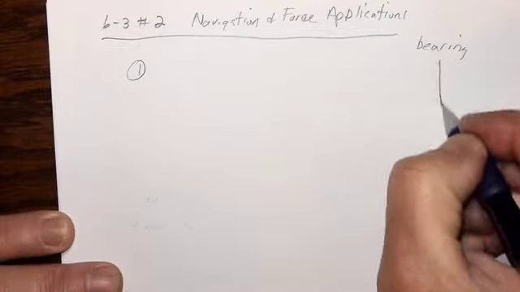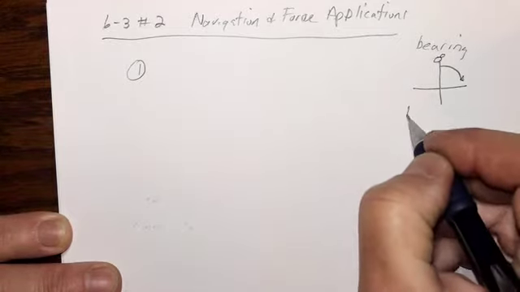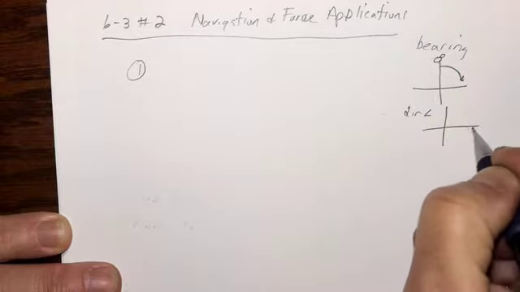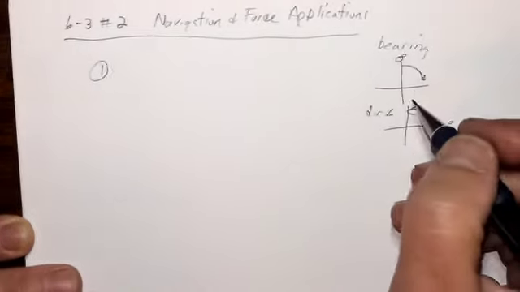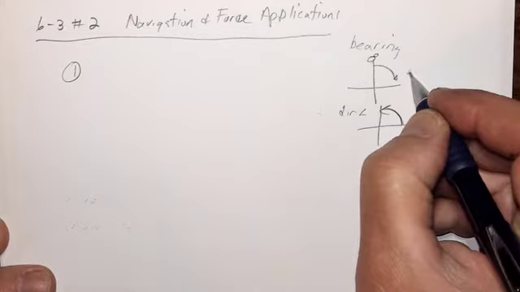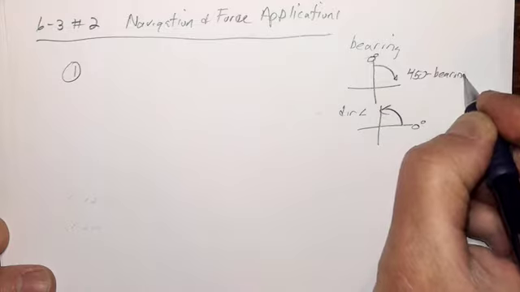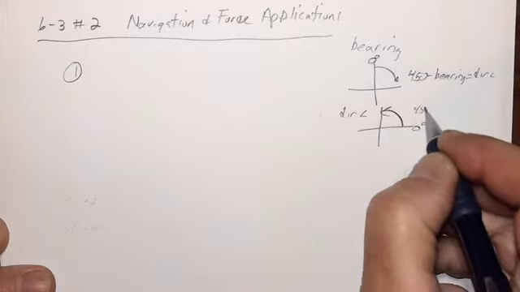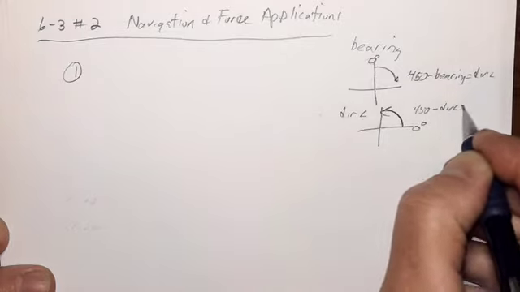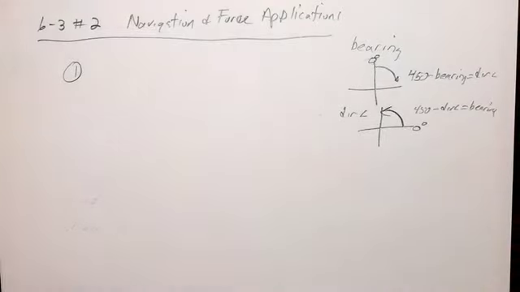Bearing 0 is due north and it's measured this way. Direction angle 0 is over here and it's measured this way around the circle. And the relationship was 450 minus the bearing equals the direction angle, or 450 minus the direction angle equals the bearing. Just whichever one you're given, whichever one you're trying to find. That's the formula that we used.